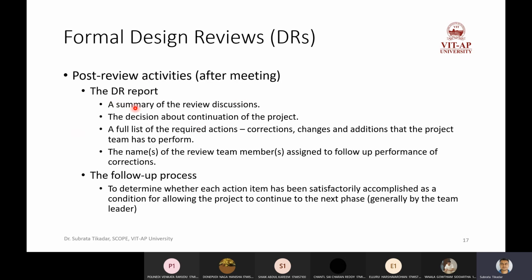So this report consists of a summary of the review decisions, the decisions about continuation of the project, whether this project should be continued, or a revision is there to proceed to the next phases, and a full list of the required action, correction, changes, addition that the project team has to perform to proceed further, and the names of the review team members assigned to follow the performance of the correction. So which reviews are done by which member, and the role of each member is also included in this report.